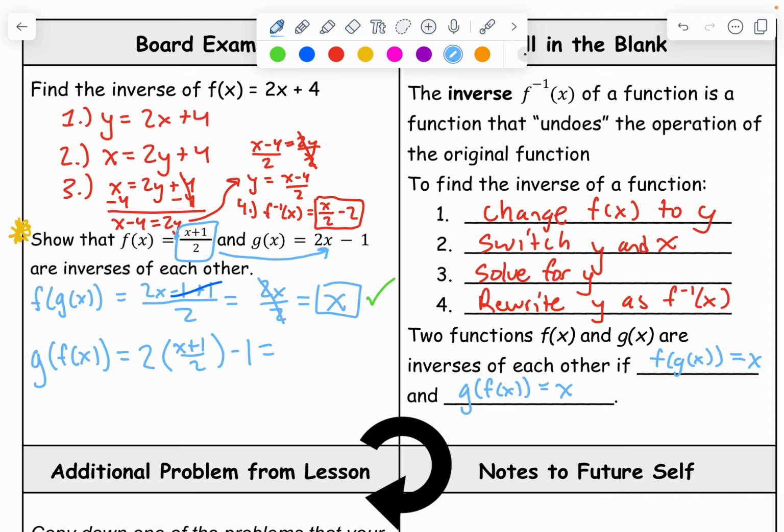Then we simplify. Because we're multiplying and dividing by 2, those 2's right here cancel each other out, because when you multiply and divide by the same number, those cancel. So we're just left with x plus 1 minus 1. And then the 1 minus 1, that's gone. So we're just left with x. Boom. That works. So we have officially proven that those two functions, f of x and g of x, are inverses of each other by doing f of g of x composition and g of f of x composition, okay? And that is all the things you need to know about inverses, okay?